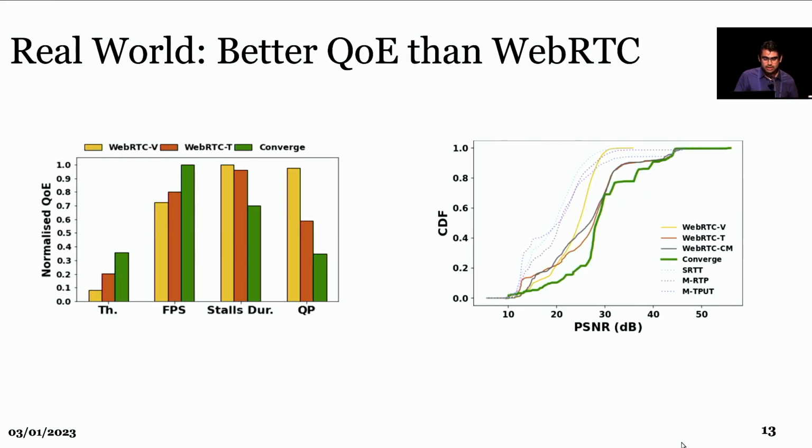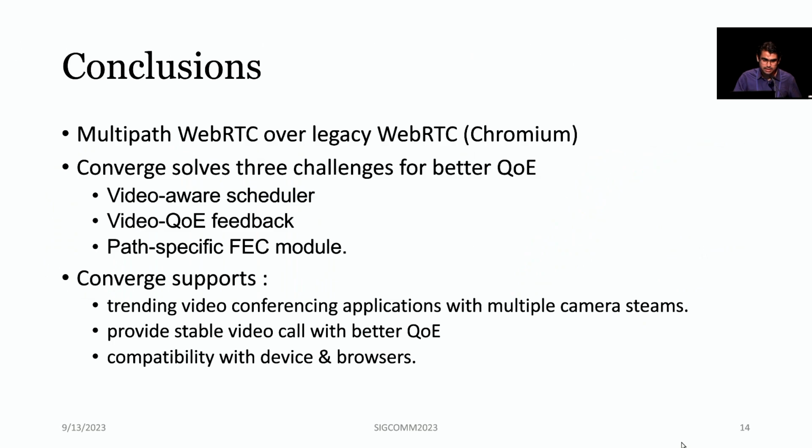We also measured the normalized QoE performance. As we see, the converged throughput is almost equivalent to the individual paths, and when we measured the PSNR values, Converge provides a better image quality because it uses multiple paths together.